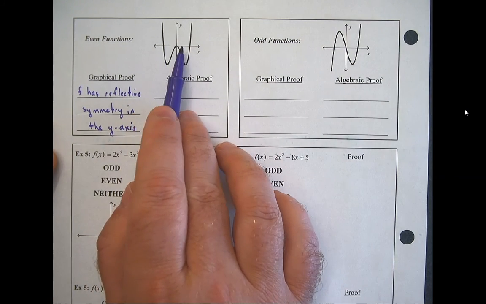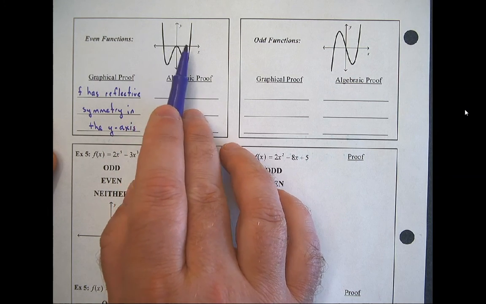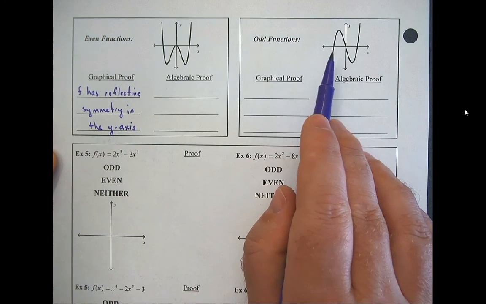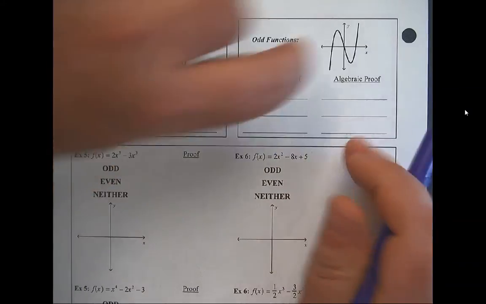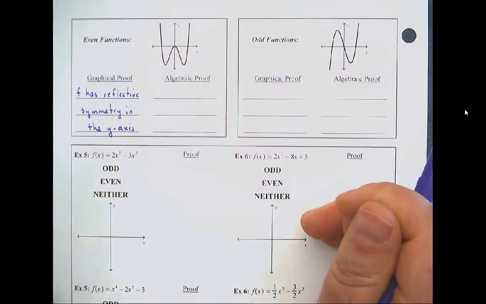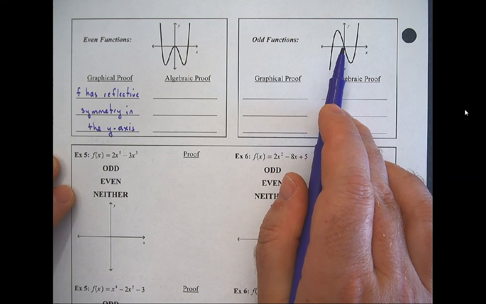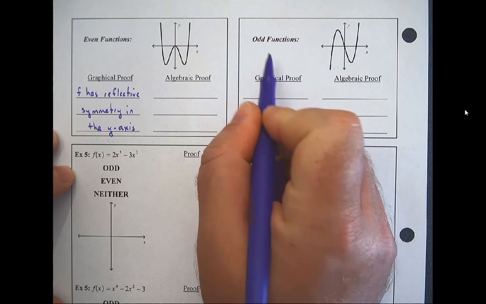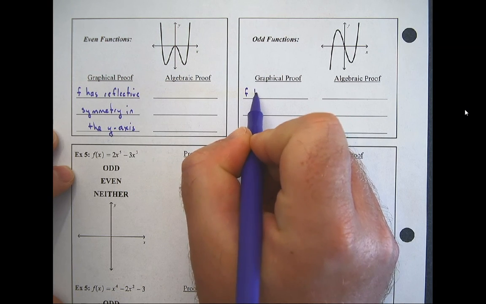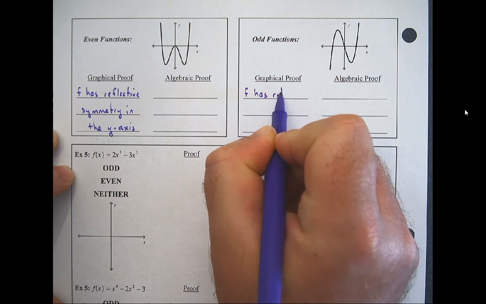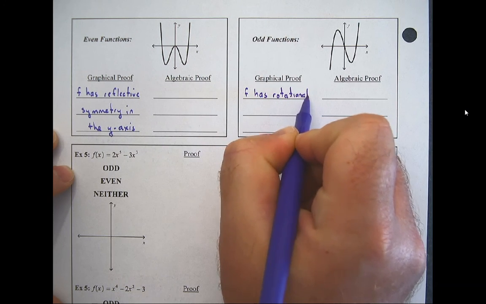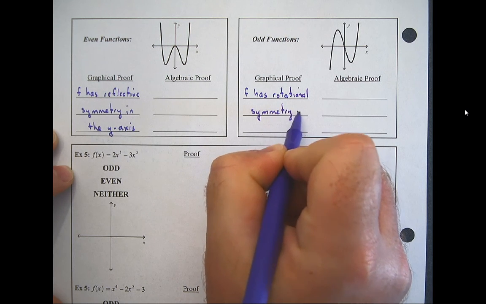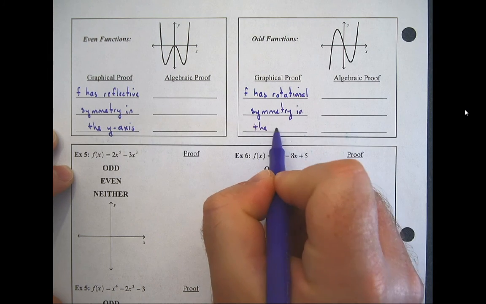So an even function has reflective symmetry across the y-axis. In other words, if you folded this across the y-axis, you'd get the exact same picture. An odd function has not reflective symmetry, but if I took this graph and I rotated it 180 degrees around the origin, you would get the exact same picture. So this has rotational symmetry. So my graphical proof for an odd function would be f has rotational symmetry in the origin.